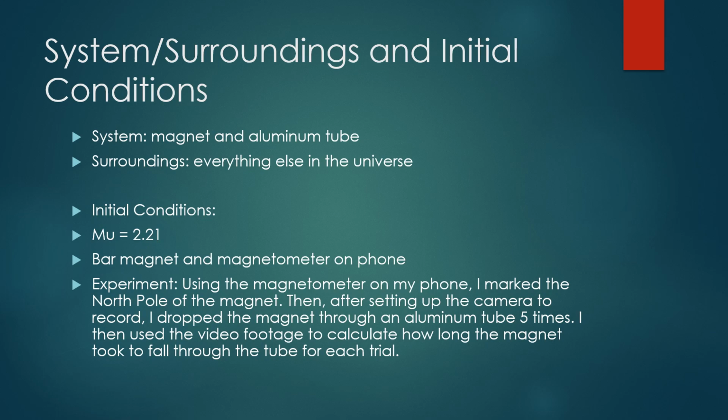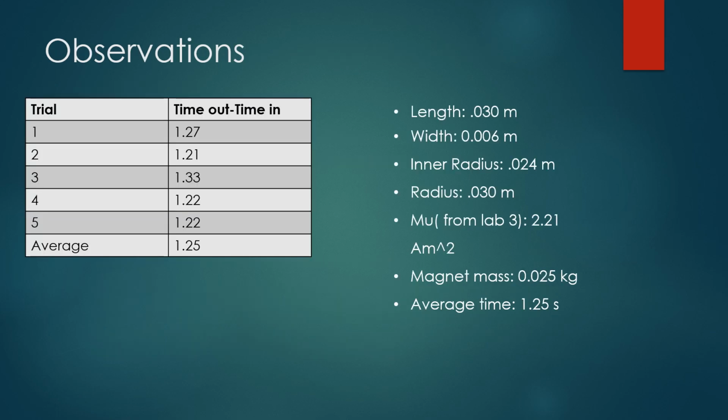The experiment was using the magnetometer on my phone. I marked the North Pole of the magnet. Then after setting up the camera to record, I dropped the magnet through an aluminum tube 5 times. I then used the video footage to calculate how long the magnet took to fall through the tube for each trial. Here are my observations.